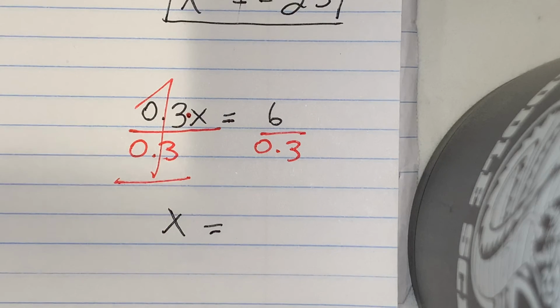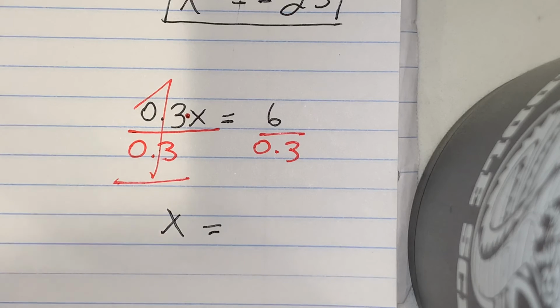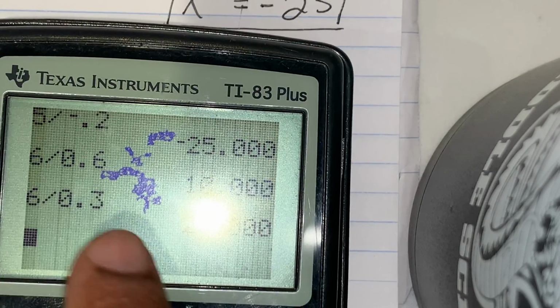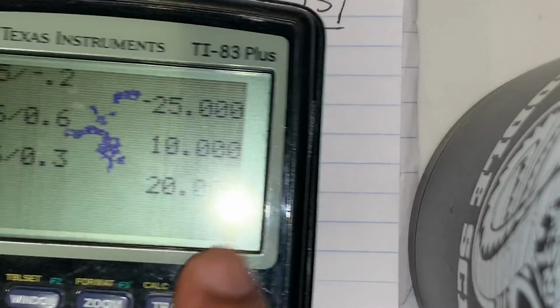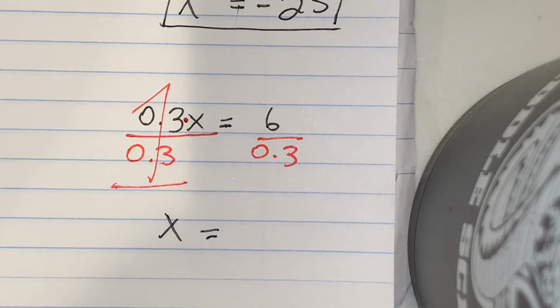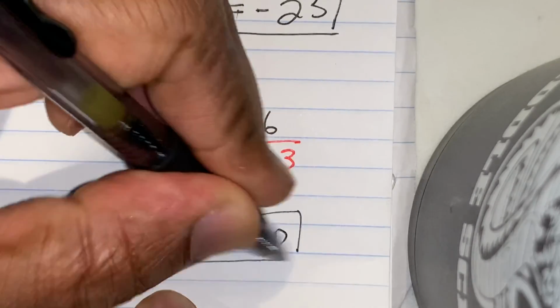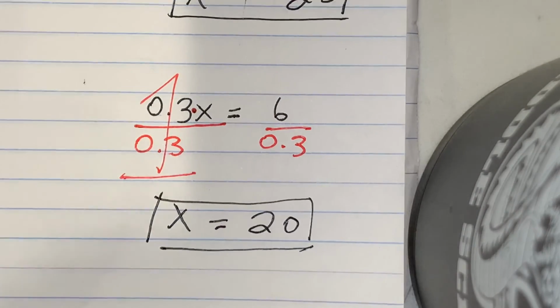So 6 divided by 0.3. Okay. 6 divided by 0.3, and that gets us 20. And now we're done. So that's what we're doing today.